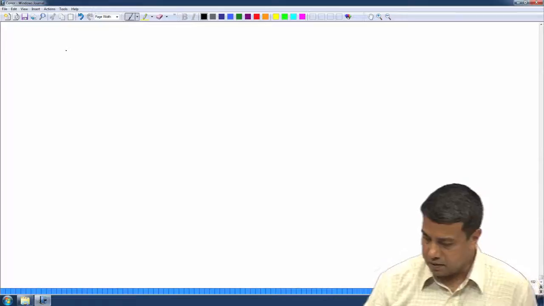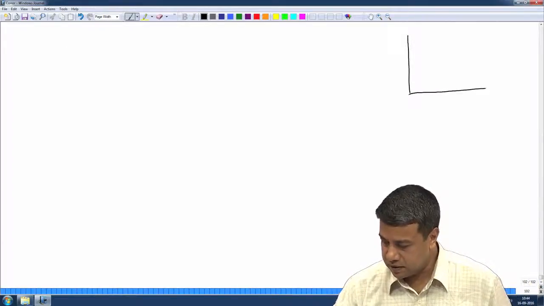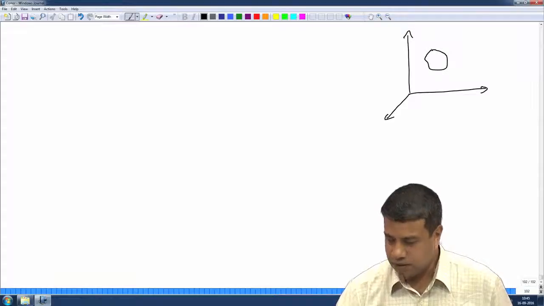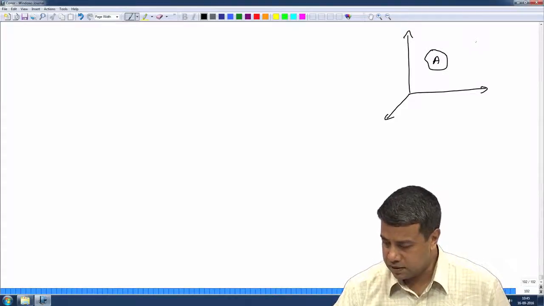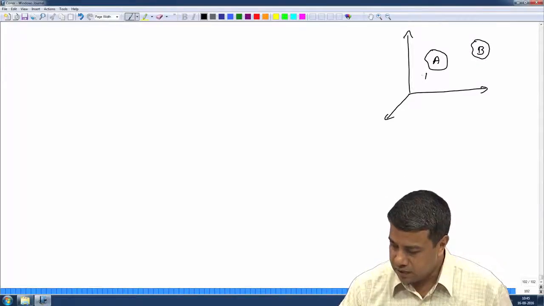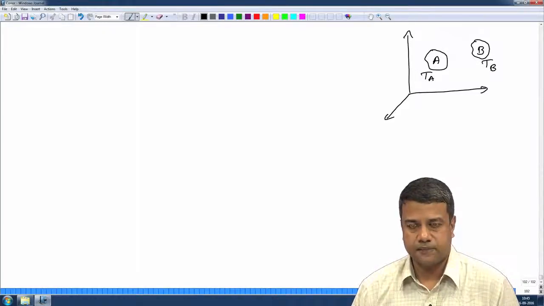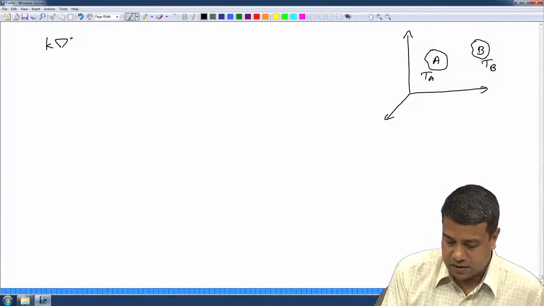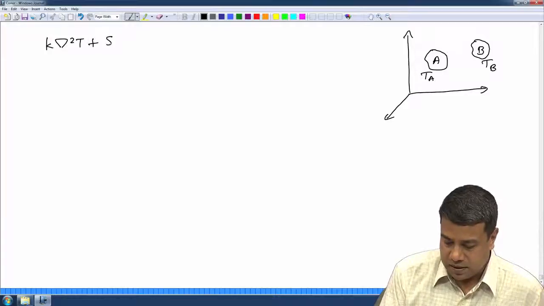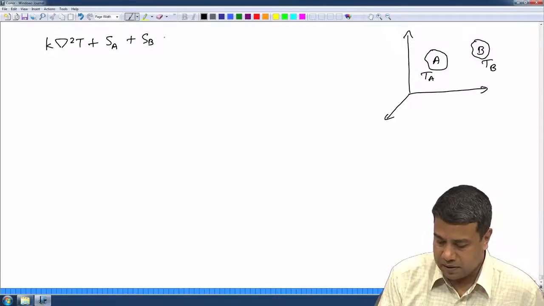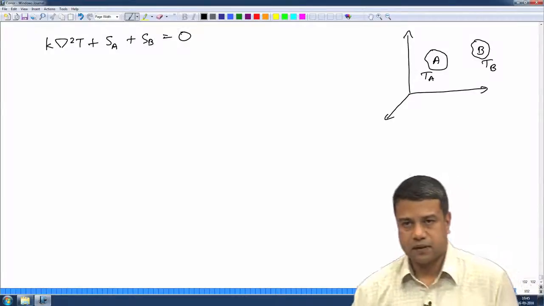If I had two objects of finite extent, with some temperature, T A and T B, on this surface, then I can write the temperature equation as k del square T plus the source due to object A, plus the source due to object B, is equal to 0.